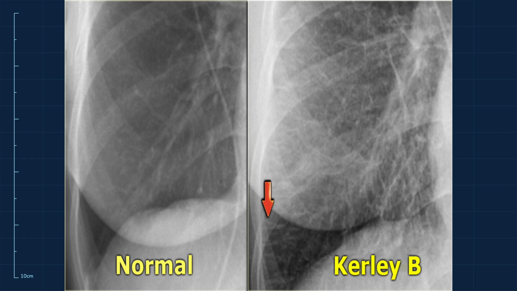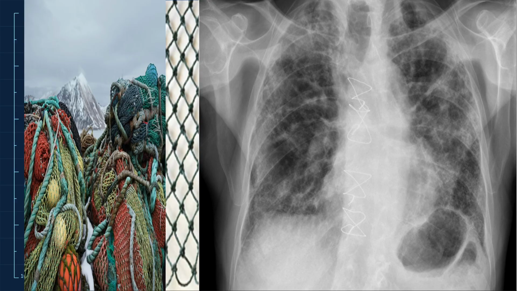With Kerley B lines, they're usually 1 to 2 centimeters in length, and they're in the periphery of the lungs, as we see here in the picture. And they're perpendicular to the pleural surface, and they extend out towards it. And they represent thickening of subpleural intralobular septi, and are usually seen at the base of the lung. And then there are also Kerley C lines and Kerley D lines, but the ones I want you to mainly know are Kerley B lines. Now, sometimes diffused complex interstitial diseases can have this sort of fishnet pattern to them.